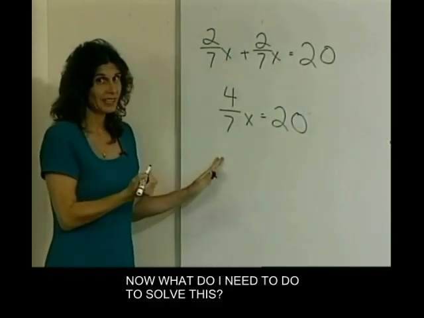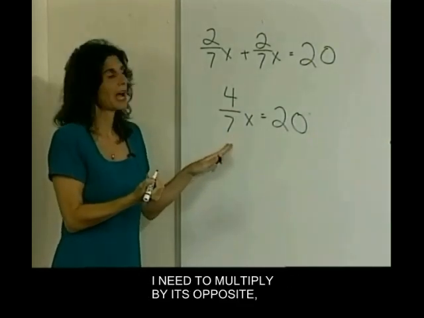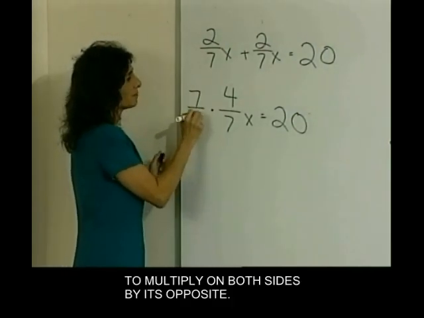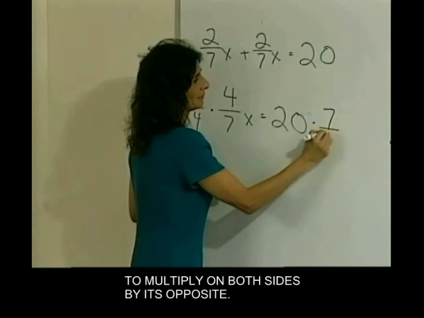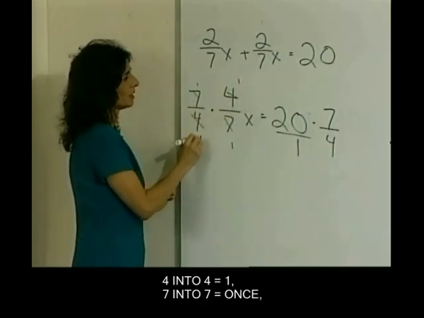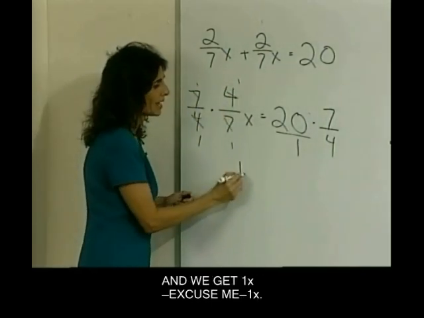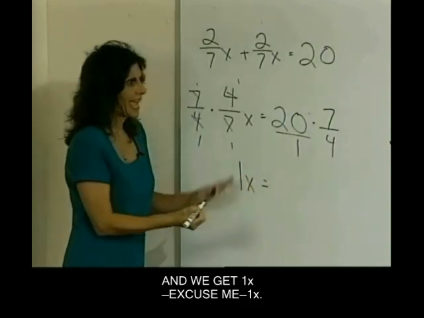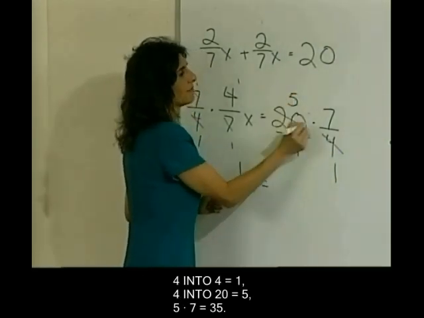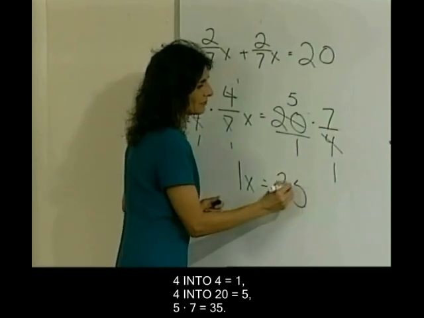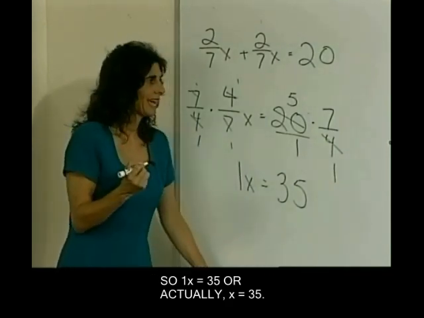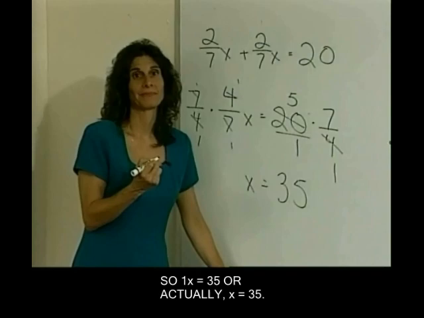Now what do I need to do to solve this? I need to multiply by its opposite. I need to flip around the 4/7 to 7/4, and multiply on both sides by its opposite. So here we go. This cancels out. 4 into 4 is 1, 7 into 7 is 1, and we get 1x. And here we're going to cancel again. 4 into 4 is 1, 4 into 20 is 5, 5 times 7 is 35. So 1x equals 35, or actually x equals 35.